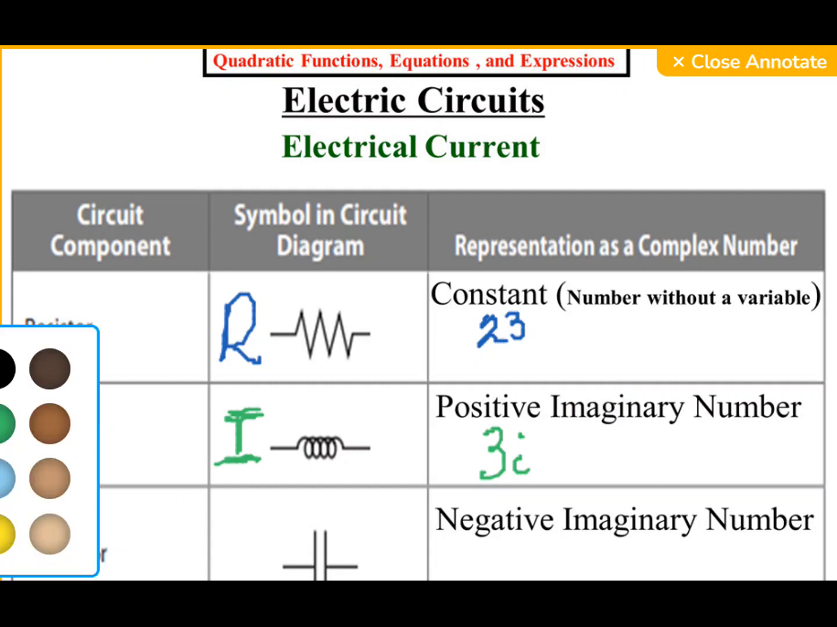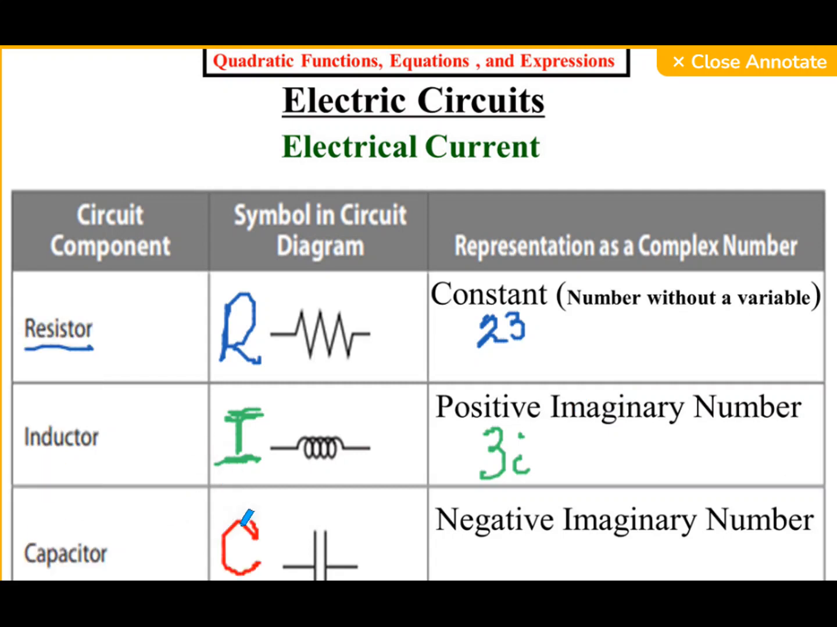So with a capacitor, we're going to be using the letter C for shorthand. That's the symbol. And think about a negative imaginary number. Share with your neighbor a negative imaginary number so they can write it in there. Frida, give us one. Negative 2i. Yes, that's a negative imaginary number.